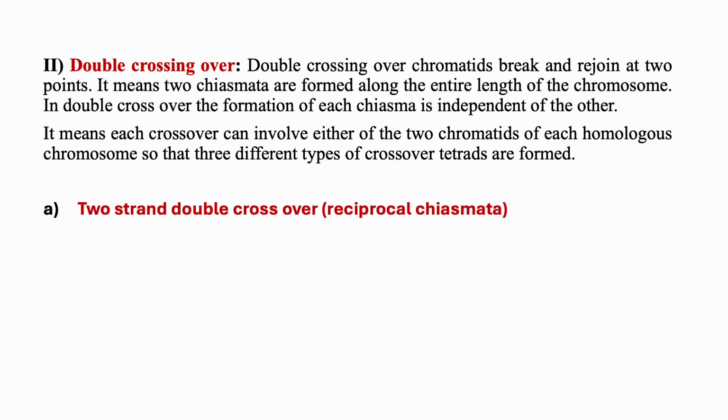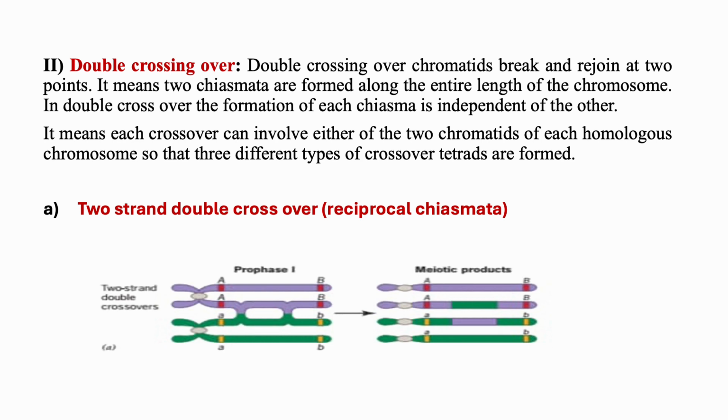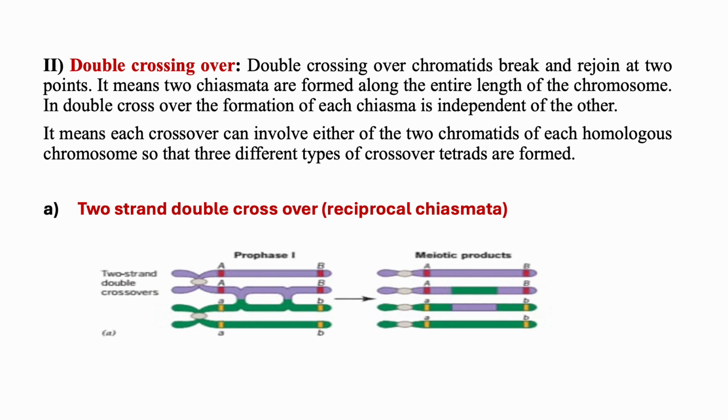The first one being two-strand double crossover, which is also referred to as the reciprocal chiasmata. In this, the same two chromatids are involved at both the crossing over points. The chiasmata thus formed are known as reciprocal chiasmata. As a result of this, two chromatids are non-crossovers, and the parental combination of the genes is present. And the second type is three-strand double crossover.